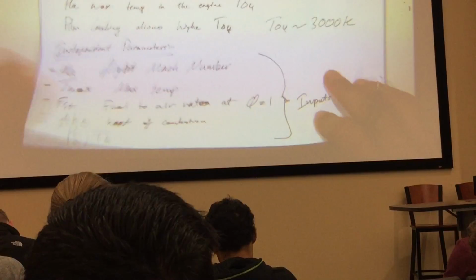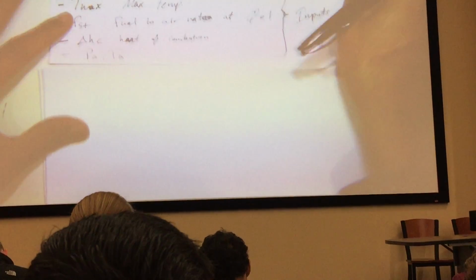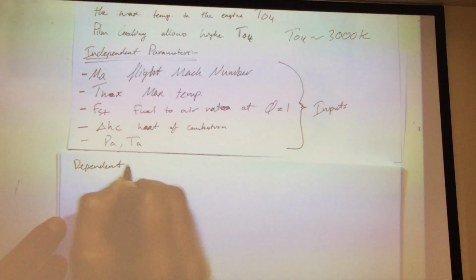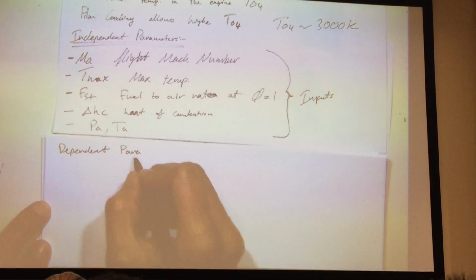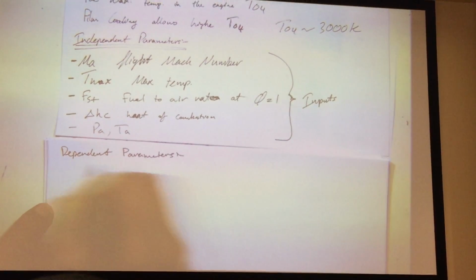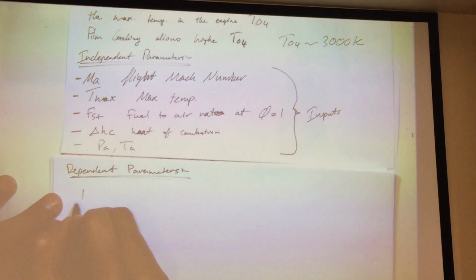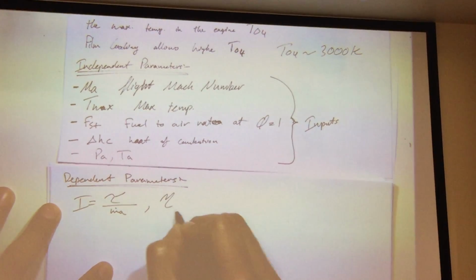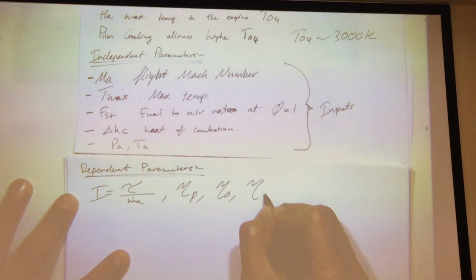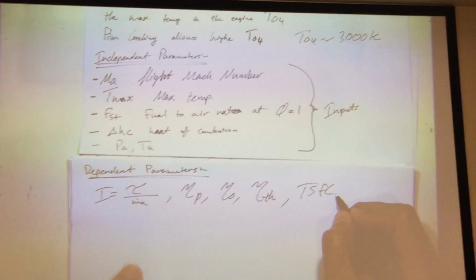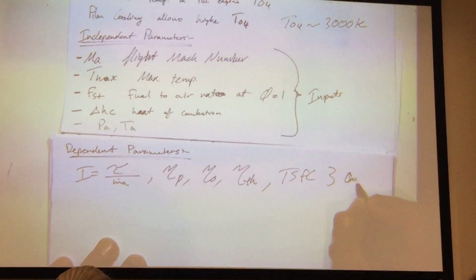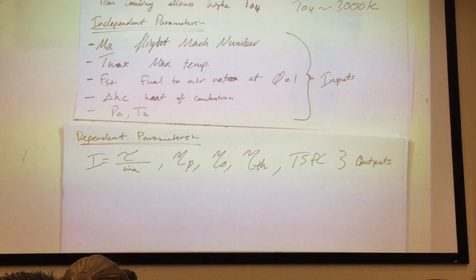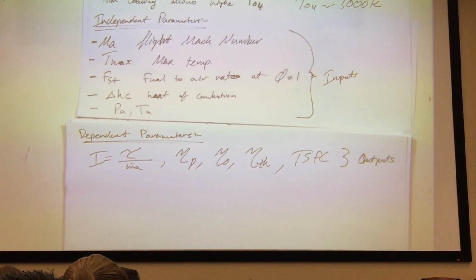Now, outputs, or dependent parameters. That's what you're doing as a designer, as a propulsion designer or aeroplane designer. Specific thrust, that you control. Propulsive efficiency, overall efficiency, thermal efficiency, TSFC. These are your outputs. We do control those, and we know how to compute each one of them. We can start listing some of the equations.